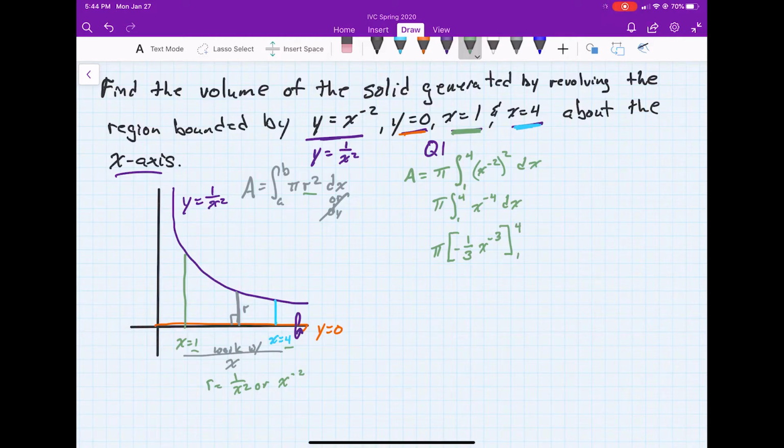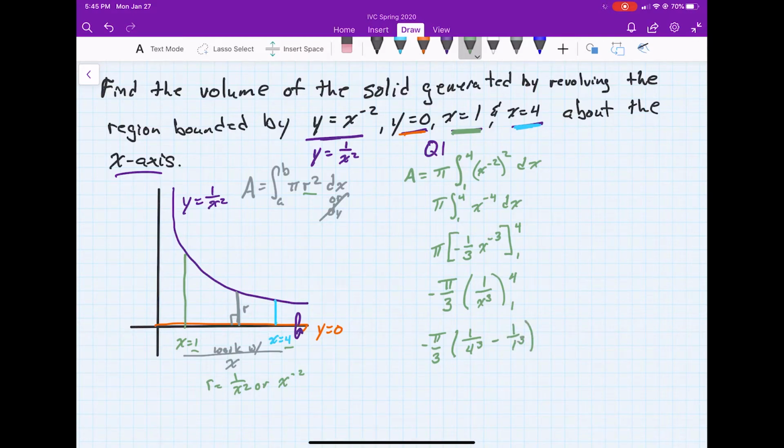Now, we can pull that 1/3 out, so we can just put negative pi over 3, and then on the inside we end up back with 1 over x cubed, which makes this easier to plug in the 1 and the 4. Oops, not 3. I'm 3 happy. Anyway, 1 to 4. So negative pi over 3, and 1 over 4 to the 3rd, minus 1 over 1 to the 3rd.